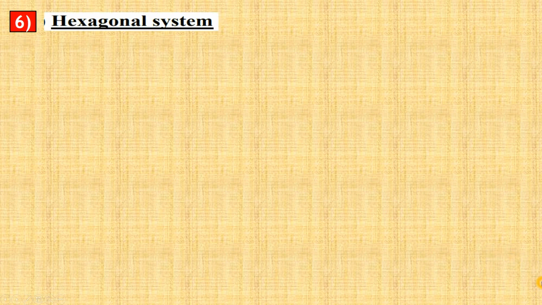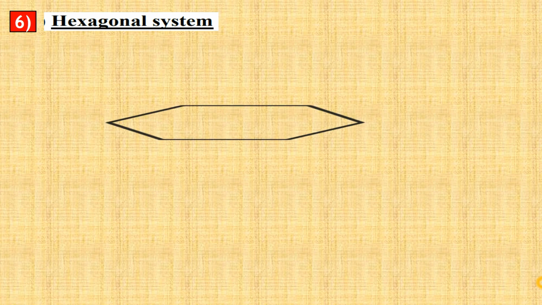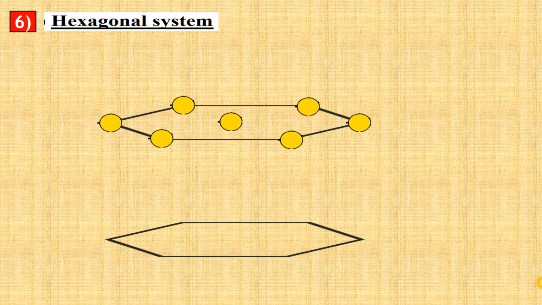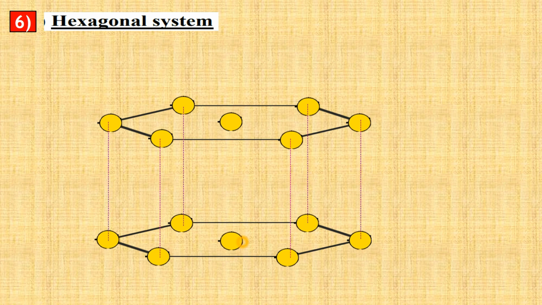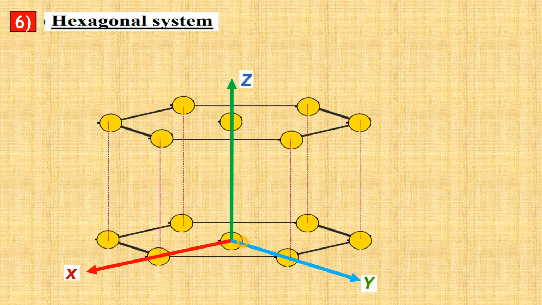Sixth, the hexagonal system. This is the hexagon shape. I am attaching the atoms here: 6 atoms are arranged at the 6 corners and 1 atom at the center. And there is one more hexagon. The same thing I am doing here also: bringing 6 atoms on the 6 corners and one atom at the center of the hexagon. Now I will attach all these lines. This is the x-axis, this is the y-axis, and this is the z-axis. So there are 3 axes.